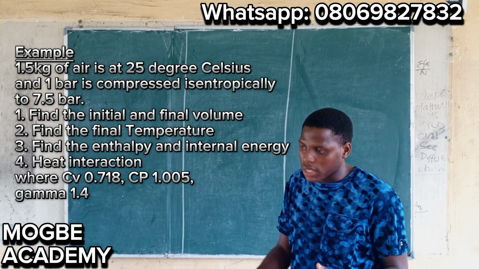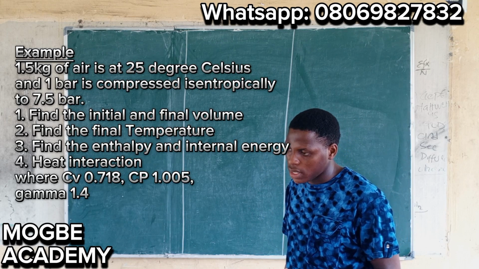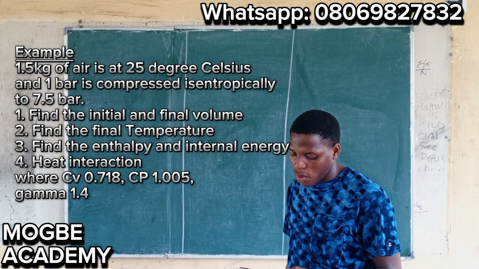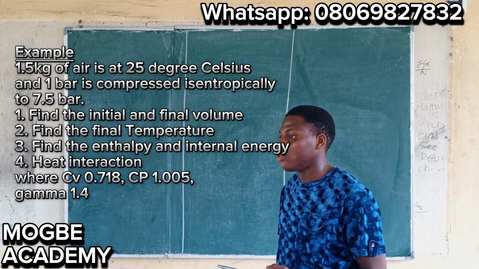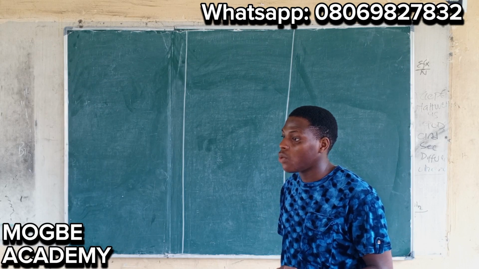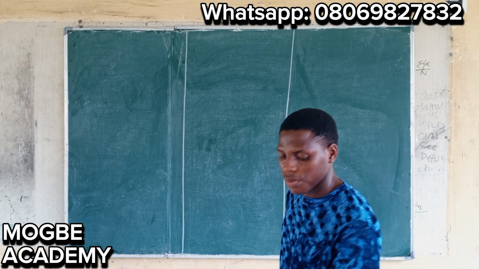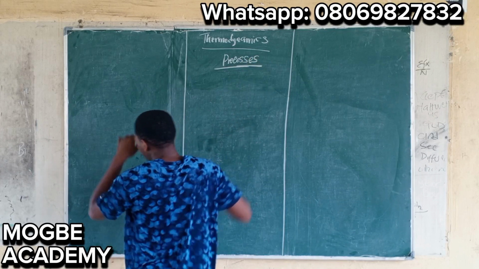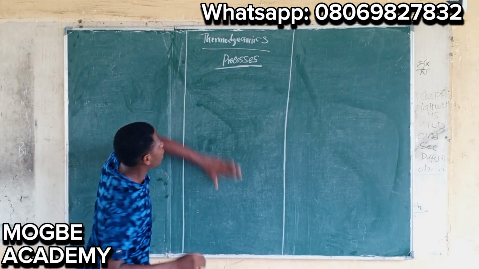And I gave you some parameters. I gave you CV to be 0.718, CP to be 1.005, gamma to be 1.4, and the molecular mass of air. So now let's solve that question. First, you bring out your parameters given.